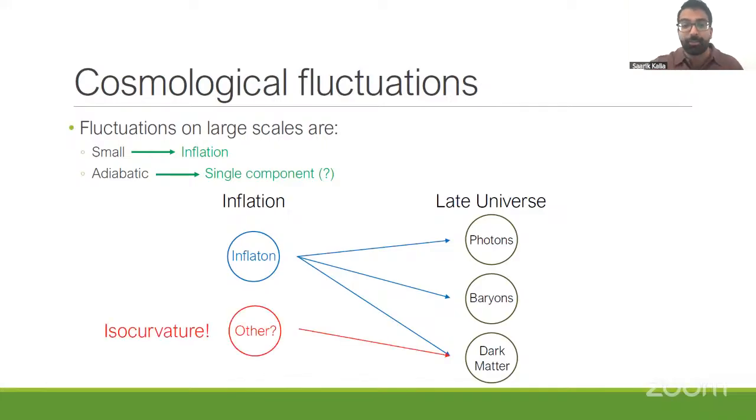By contrast, if there were something else which existed during inflation, and that something else has fluctuations of its own, then it can imprint those fluctuations on some of the components, but not others, and therefore we might see what are called isocurvature fluctuations, basically uncorrelated fluctuations. And we have good evidence that that should not exist on large scales. So such models are somewhat constrained.